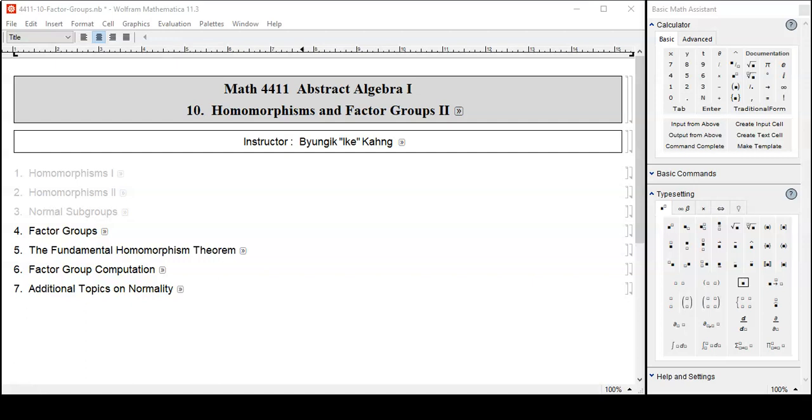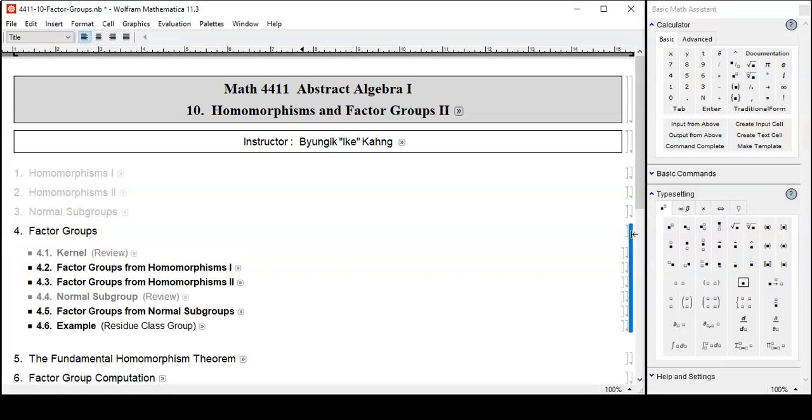Hello Math 4411 students, let's begin lesson 10, this time for real. Let's go to section 4, factor groups, and let's define it. We're going to use two different approaches.